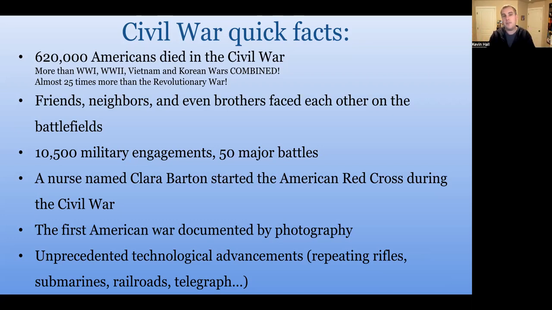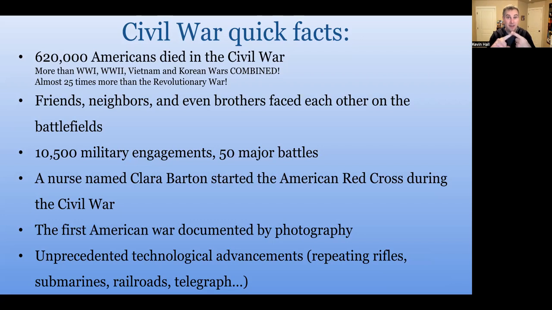So some examples of inventions that came out during the Civil War were repeating rifles. So in other words, machine guns, those are deadly killing machines, but they were developed during the Civil War. We also have submarines, right?